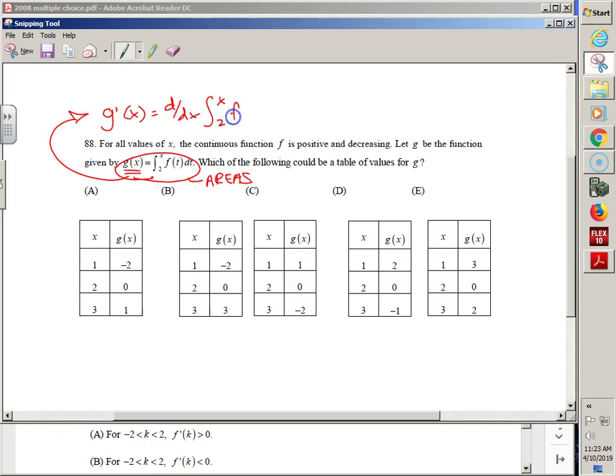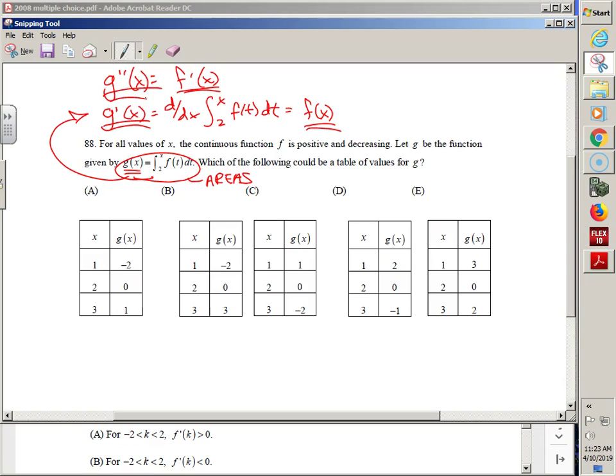Guys, how do we take a derivative of an integral? F of u times u prime, which would be f of x times 1. So if they're talking about f, isn't he just g prime? And then g double prime would be his derivative, which would be f prime, right?